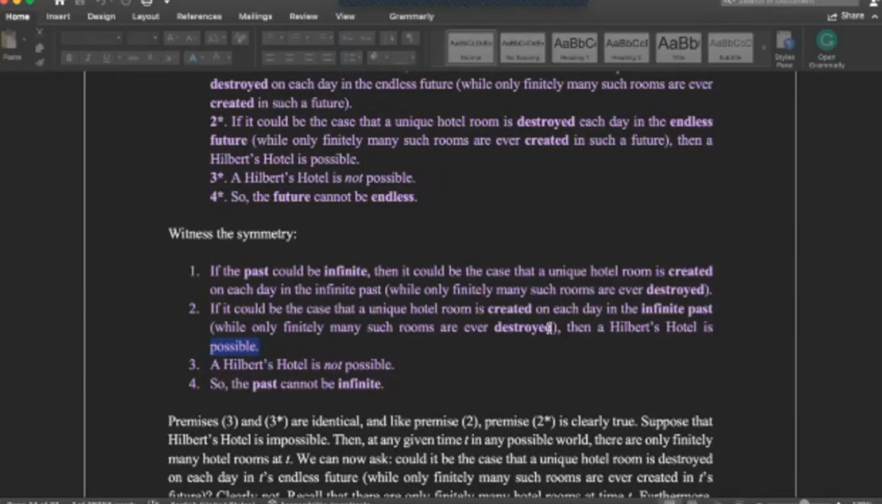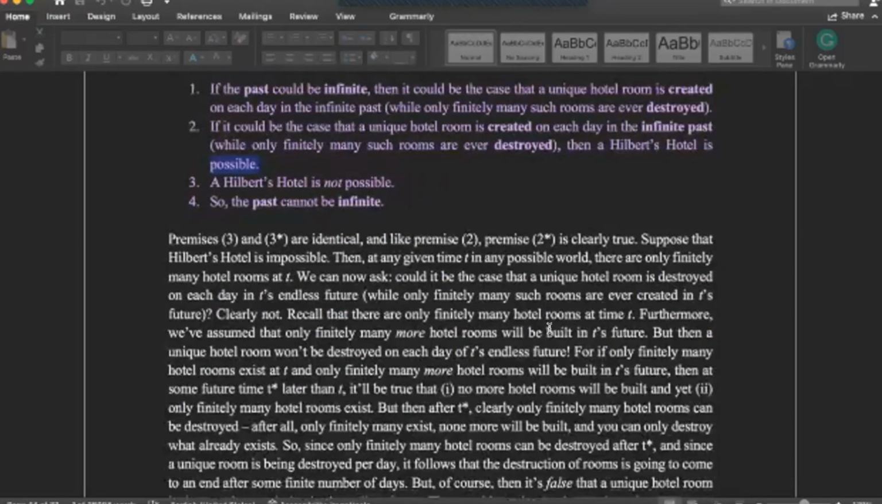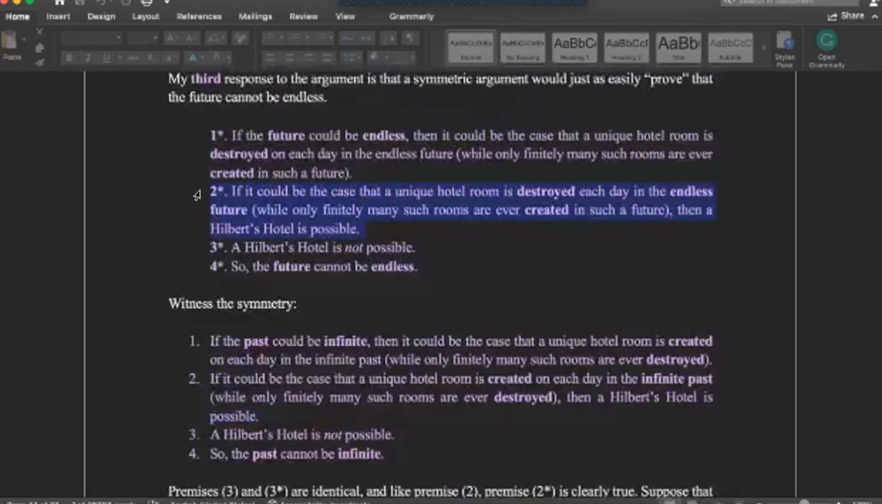So anyway, I hope you can see that 2 star is intuitively true, but for those of you who don't see that intuition directly, I'm going to give you a kind of demonstration here. So this is going to be a technical demonstration. You're going to have to bear with me for this long paragraph, but I'm just demonstrating that 2 star here is true.